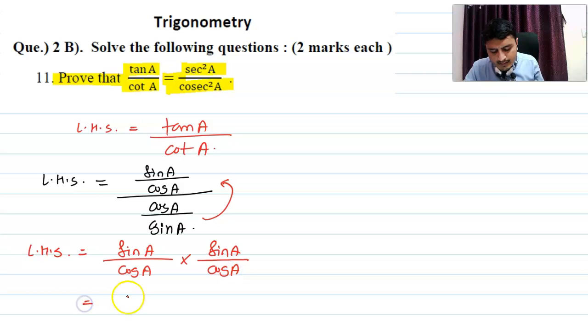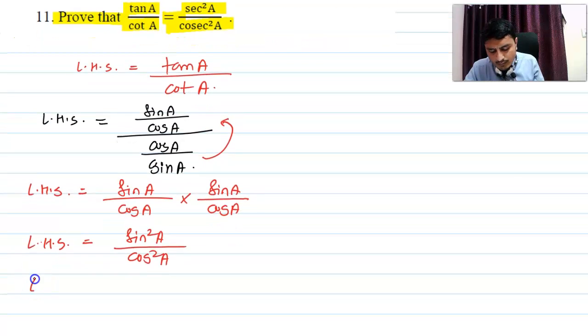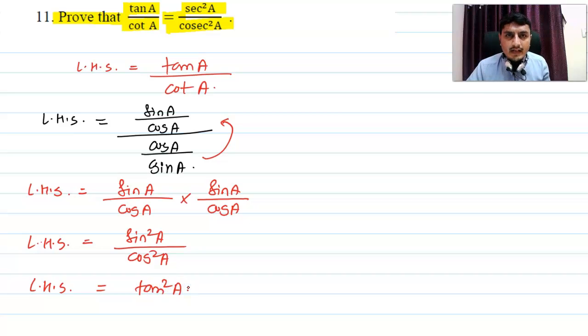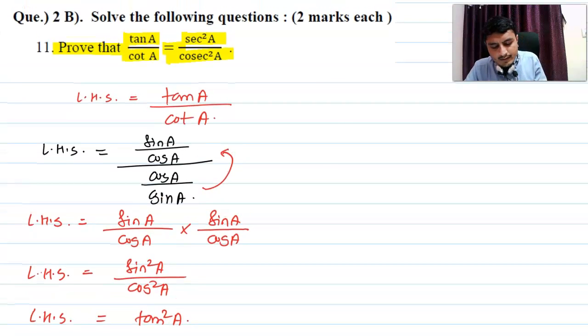Now here sin A into sin A becomes sin square of A, and cos A into cos A becomes cos square of A. So after simplifying the LHS we are getting sin square of A divided by cos square of A, and that is nothing but tan square of A. Since sin A upon cos A is tan A, with the square we get tan square of A. Now let us simplify the RHS, which is of the form sec square of A divided by cosec square of A.